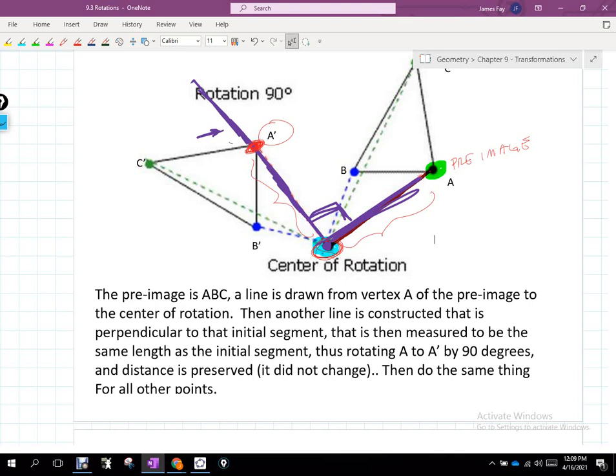This is why I say you need a protractor and a compass to effectively rotate something by a measurement that is non-90, not a multiple of 90. Okay.